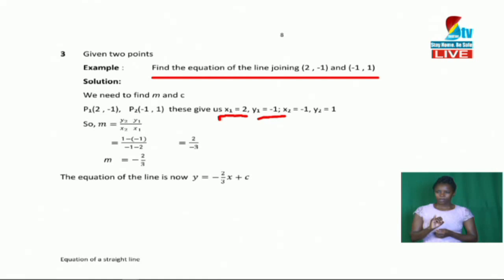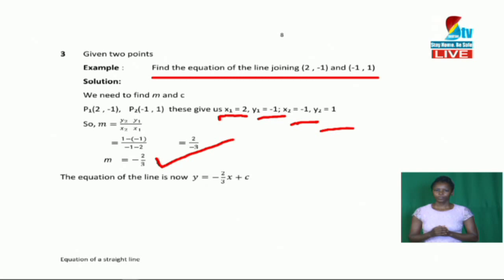Let us find m. Remember the equation: m is change in y over change in x. When we do that with the coordinates that we are given, x1 is 2, y1 is -1, x2 is that, and y2 is that. We substitute into our equation for finding m, and we end up getting m is equal to 2/3.